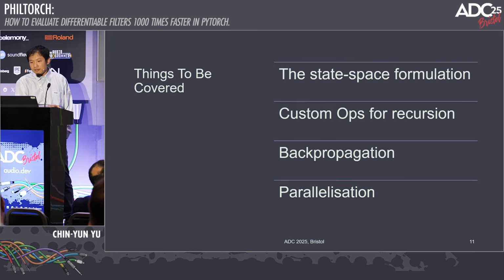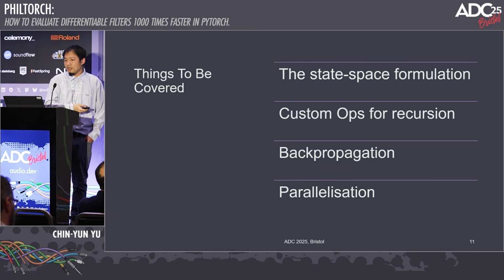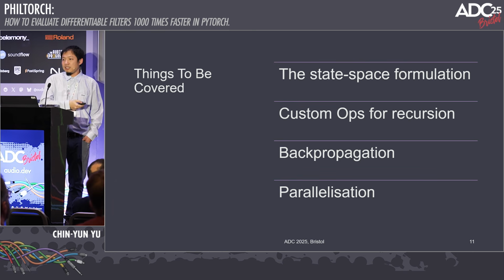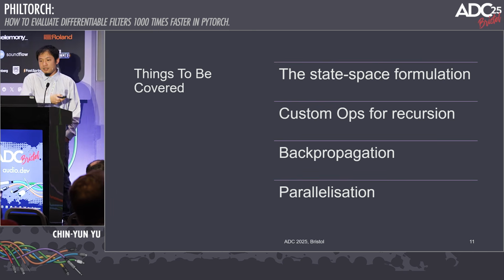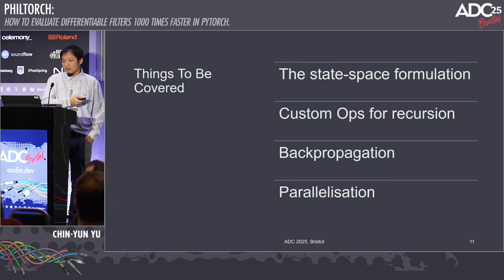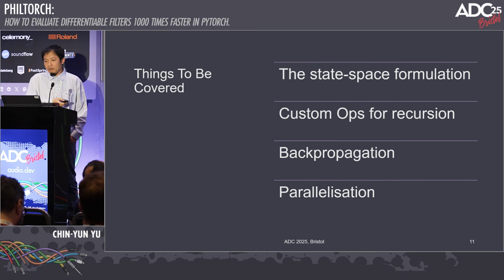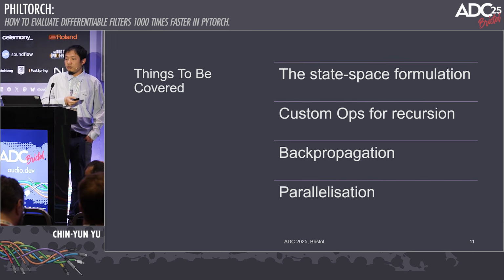So here's a list of concepts I will cover later. We are going to see state space representation, writing custom operators for PyTorch for recursion, gradient backpropagation, and lastly, how to parallelize the filter so we can leverage GPU, which is the default hardware for deep learning.